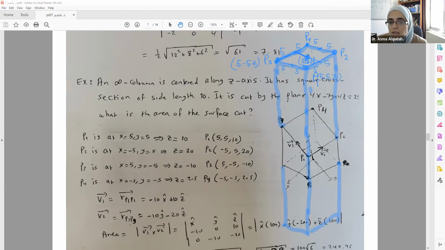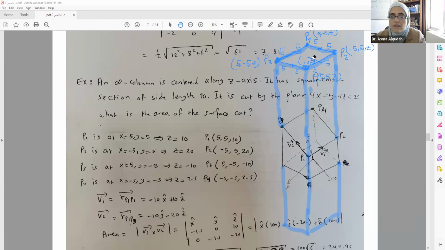The same way we can find the coordinates of P2. P2 starts at the center; you move 5 units in the negative x direction, and then 5 units in the positive y direction. So the components of P2 are -5, 5, and z. And the last one is point P4. We move 5 units in the negative x direction, and then 5 more units in the negative y direction. So the components of P4 are -5, -5, and z. These are the components of the 4 points.